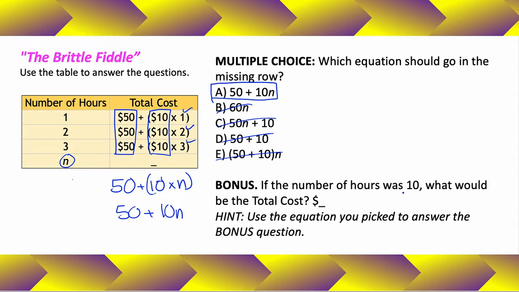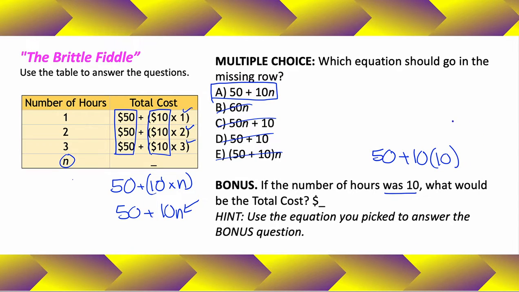All right. If the number of hours was 10, what would be the total cost? Well, if you have 10 for n, the number of hours, then put it in right there. So let's substitute. Let's go 50 plus 10 times 10.